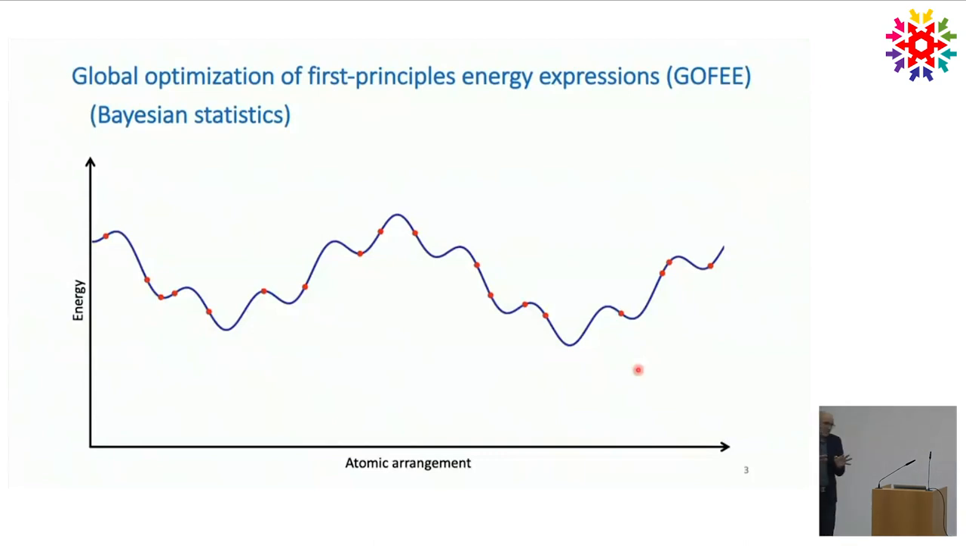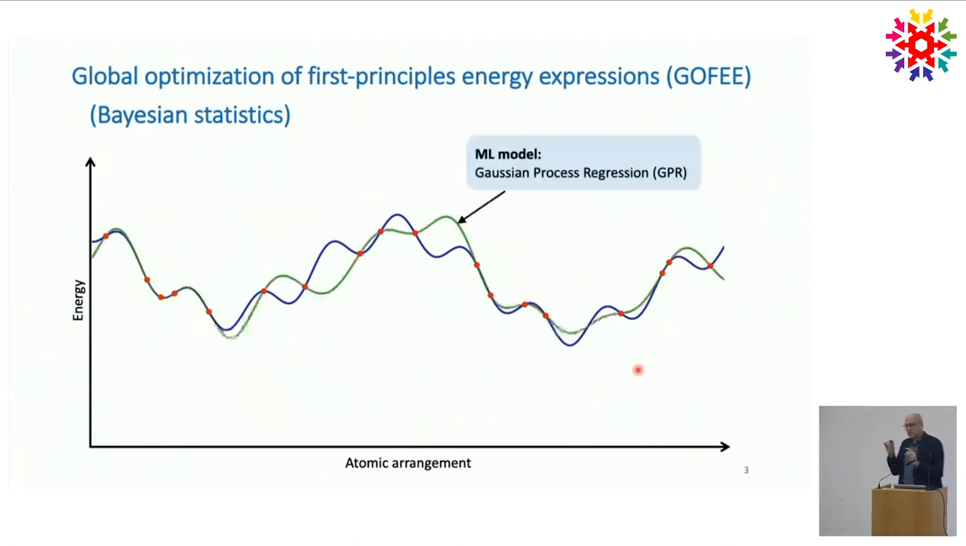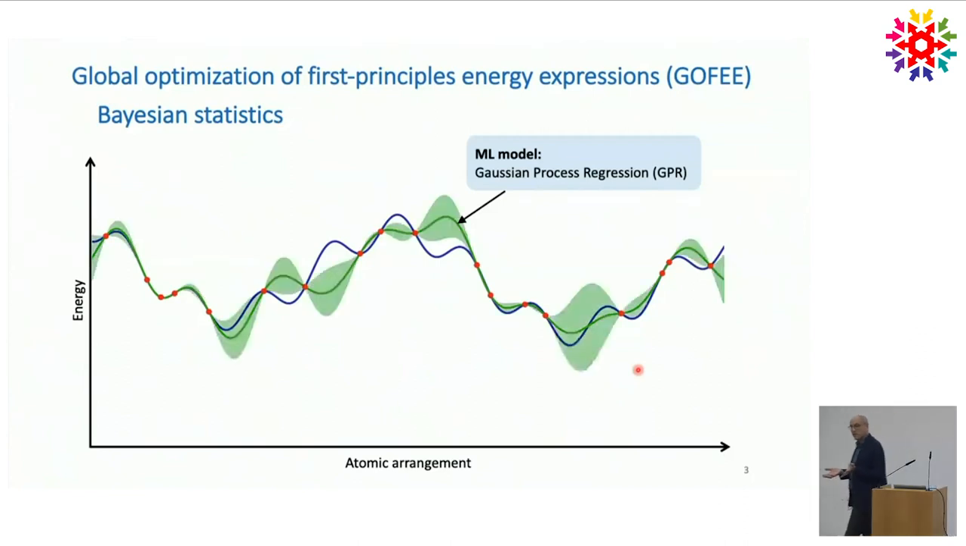And that's touching upon Bayesian statistics, which is this afternoon's topic. I mean, now that you are having a true DFT energy landscape, that's this blue curve, and you have these data points, the red dots, and you have a model that you have built based on those red dots. The model is the green curve, and the green curve, if it comes out of my Gaussian process regression, has the uncertainty. I can plot the uncertainty.